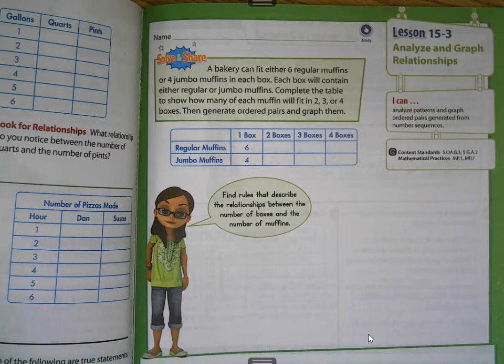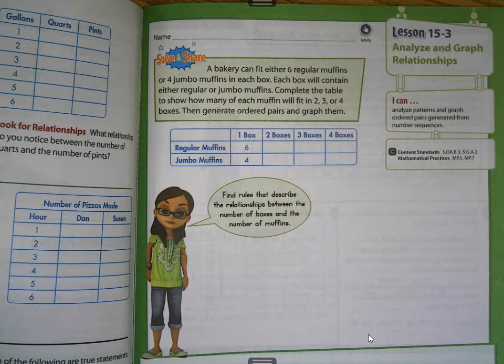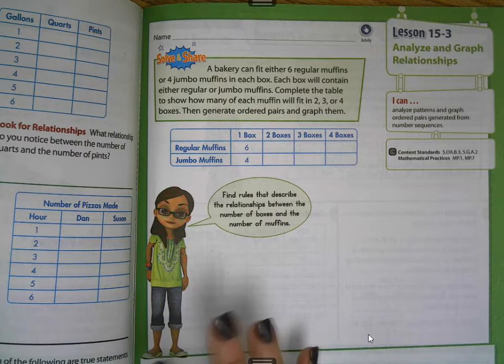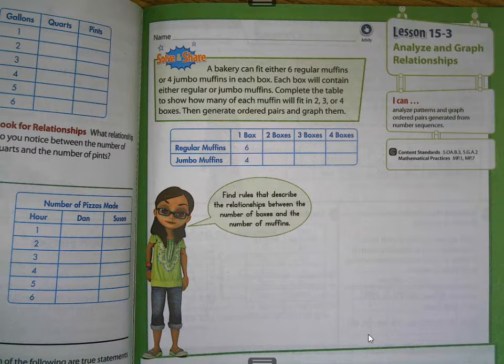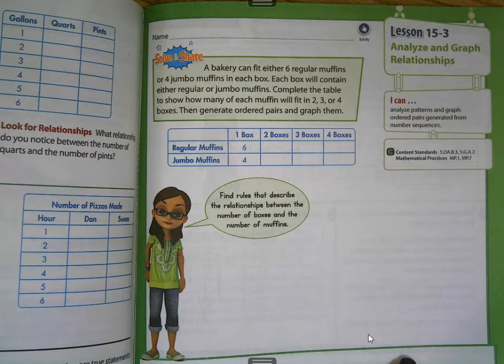We are moving right along in our topic 15, working with analyzing and graphing relationships today. We have been working on solving problems by looking at some numerical patterns and some relationships between values in data charts. Today, we're going to put it all together and start generating and graphing our own numerical patterns. So let's go to page 602.